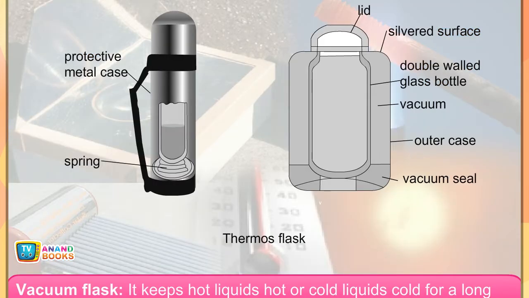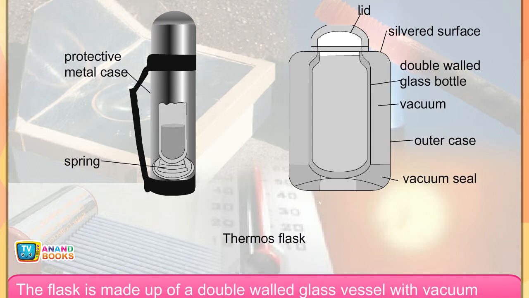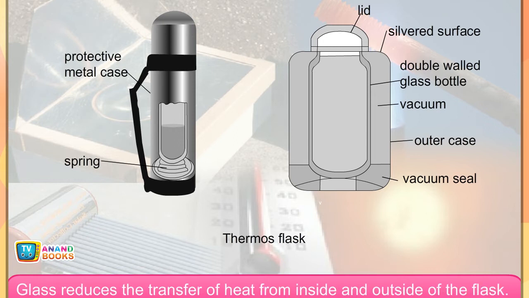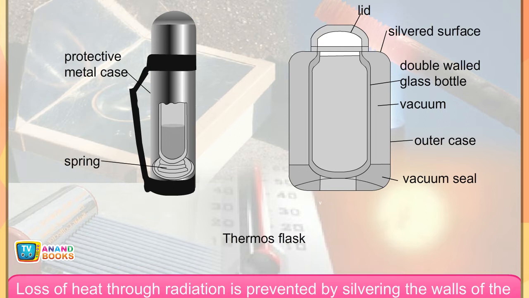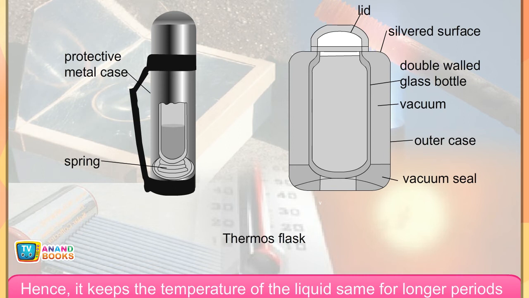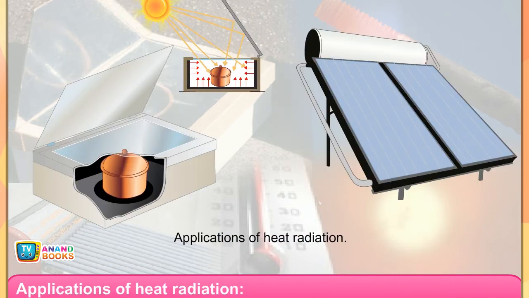Vacuum flask. It keeps hot liquids hot or cold liquids cold for a long time. The flask is made up of a double-walled glass vessel with vacuum between the walls. Glass reduces the transfer of heat from inside and outside of the flask. Loss of heat through radiation is prevented by silvering the walls of the flask. Hence, it keeps the temperature of the liquid same for longer periods of time.